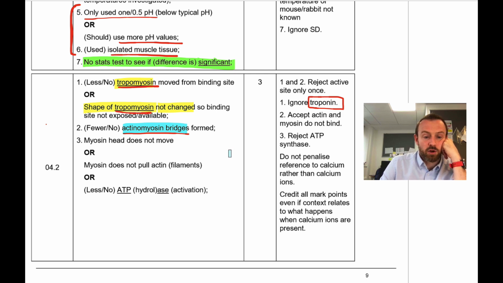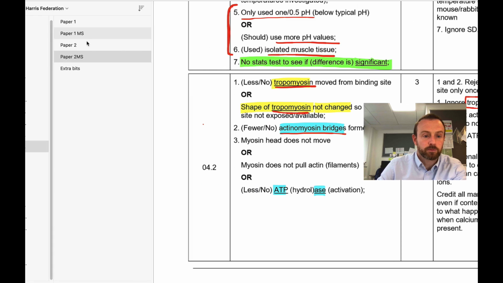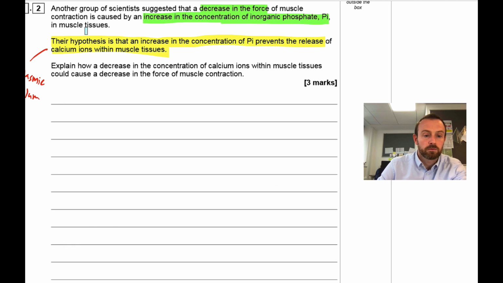So the myosin head does not move or pull on the actin filament, therefore not generating a force. Myosin does not pull the actin, or there is less ATPase activity. Actinomyosin bridges, something I need to remember. All right, moving on.